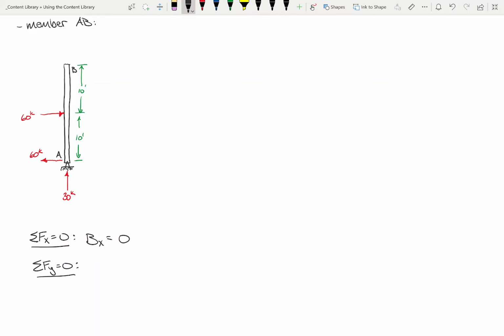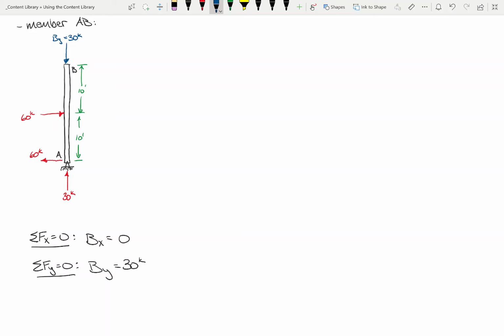What about summing forces in the y direction? What would y be? 30 down. 30 kips going down, right? So 30 kips going down, like that. And so we'll say that's BY. Fair statement?